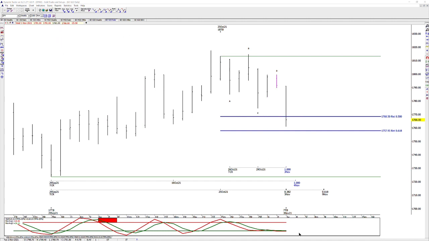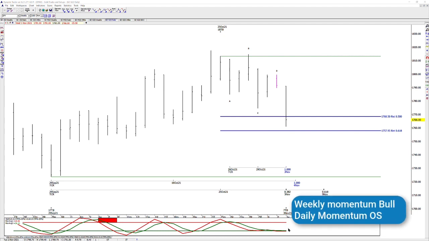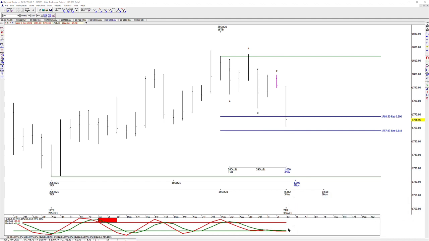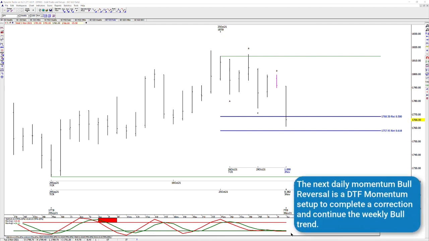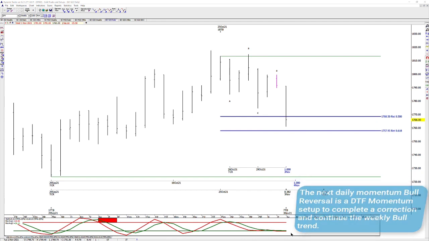Let's go from the bottom up on the technical position of the market. This, of course, is the daily momentum. Daily momentum is oversold. At this point in time, the weekly momentum was bullish and not overbought. So, again, we're looking for setups to enter the market on the long side for a continuation of the weekly momentum bull trend. So we have the weekly momentum's bullish, the daily momentum is oversold. We're at or near a position of a dual time frame weekly daily momentum setup to continue a weekly trend.